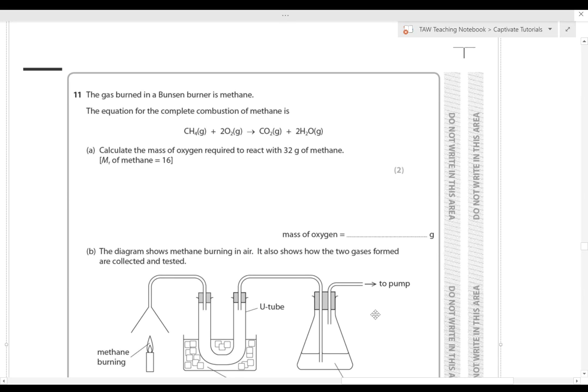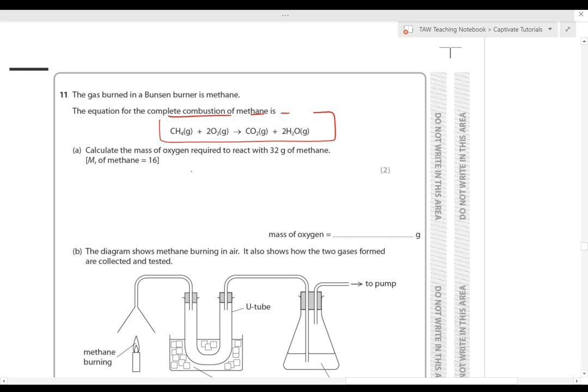Question 11. Part A, calculate the mass of oxygen required to react with 32 grams of methane. So we're going to be using this equation to help us. This is a reacting mass style question, so we can set up our little table to help us. So we're looking at CH4, methane, and oxygen. We can set up mass, MR, moles, ratio.